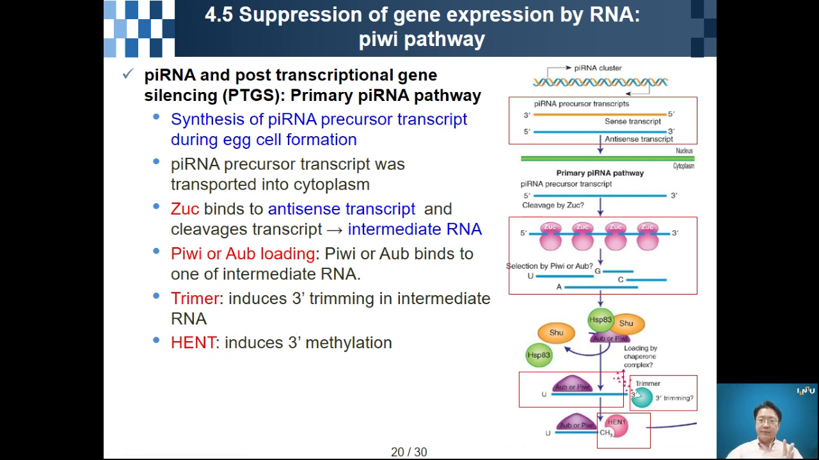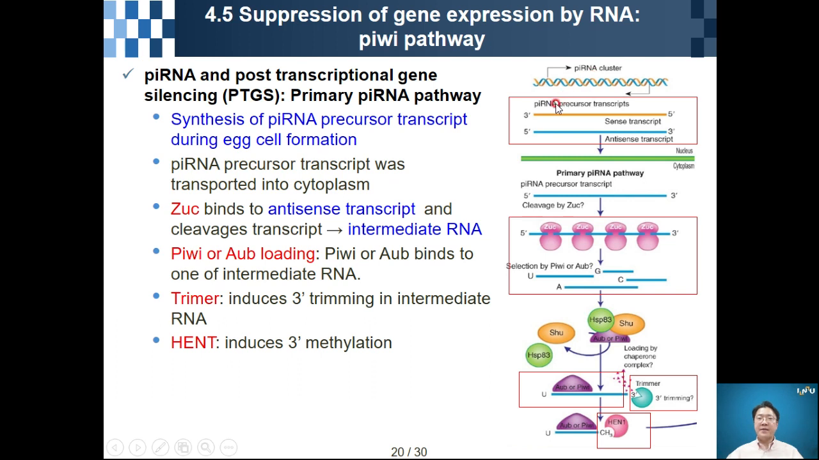After the 3' end is trimmed and methylated, the antisense RNA will be very stable. It is not degraded anymore. So this is the primary piRNA pathway, starting from the piRNA cluster.